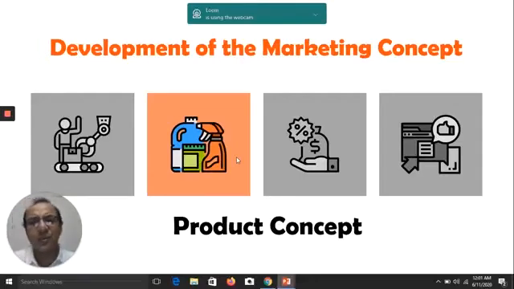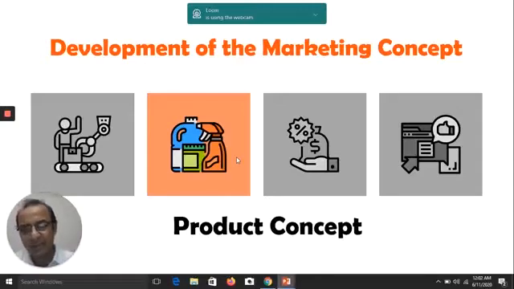If it is my understanding, so what am I doing? Since my understanding is that customers buy the product which is the very best in the market, always I'm trying to be the best in the market by improving my quality, by improving my performance, by adding features and so on. So product concept says customers buy the product which is the best in the market. As a marketer, if I am guided by this philosophy, I am always trying to improve the quality of product so that I can become the best in the market.